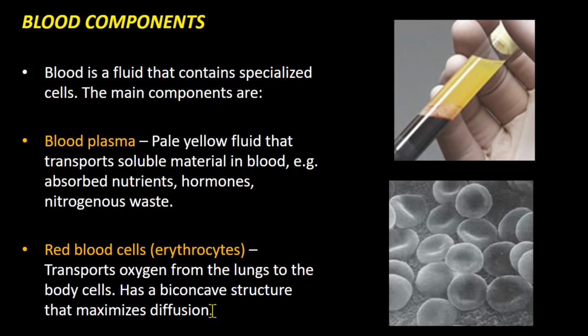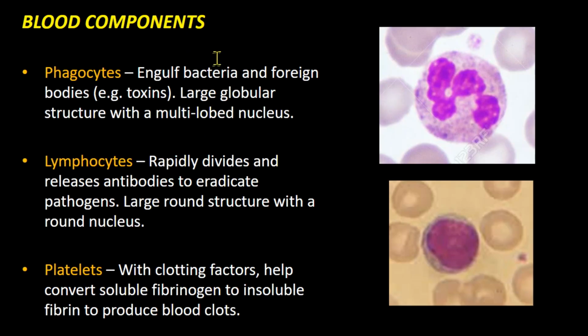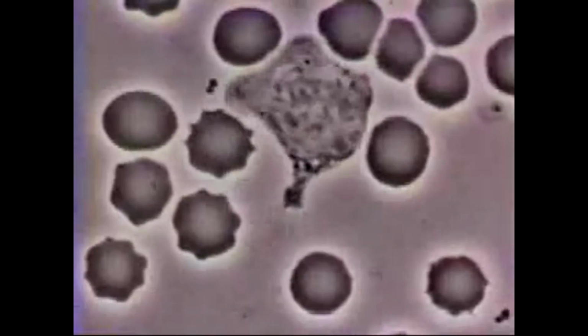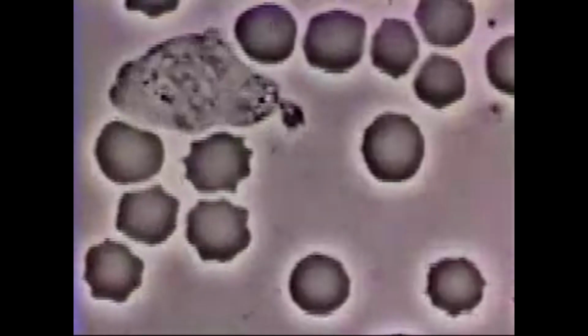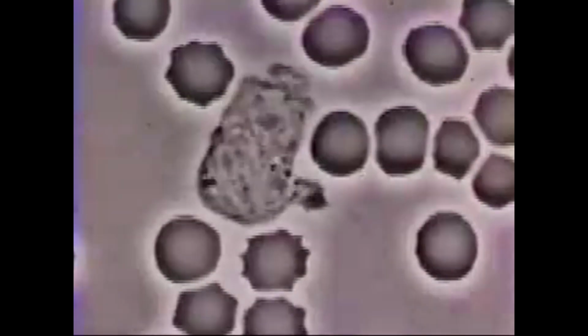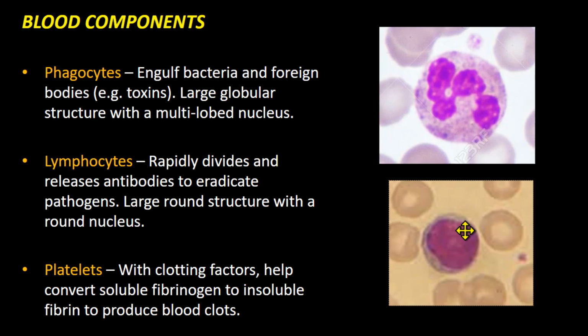They have hemoglobin, which helps to bind the oxygen, and remember, they don't really have many organelles, so they can maximize their oxygen carrying capacity. Phagocytes engulf bacteria and foreign bodies, for example, any antigens or toxins. It is a large globular structure with a multi-lobed nucleus. They move around using a pseudopodium, which is like an extension of the plasma membrane. What they do is wrap around or engulf any foreign materials and then digest them and then excrete them.